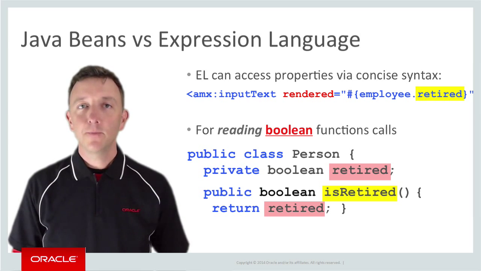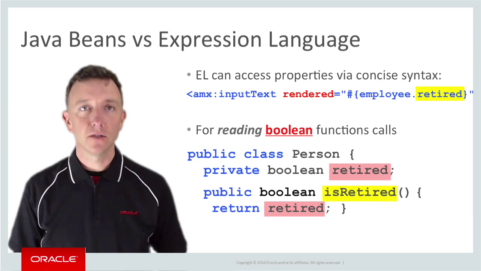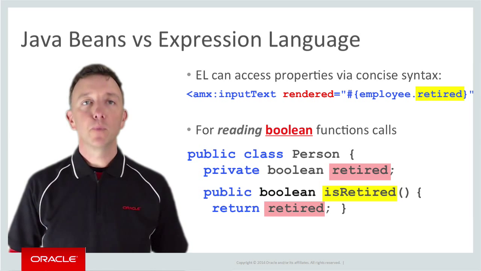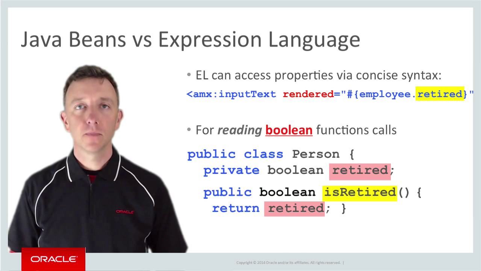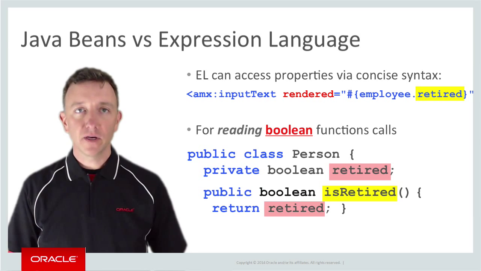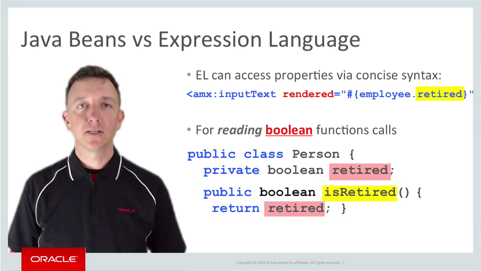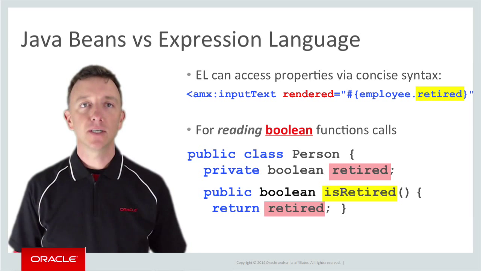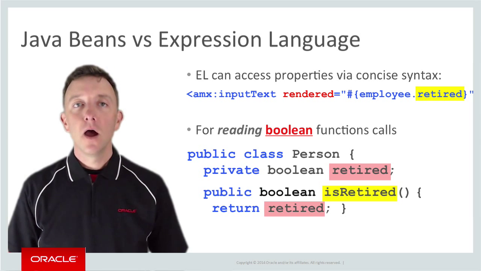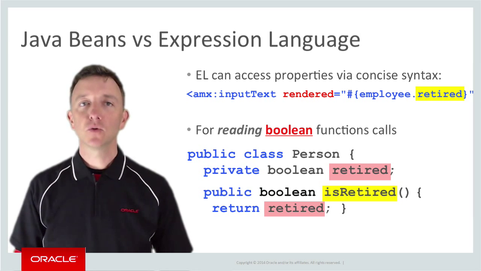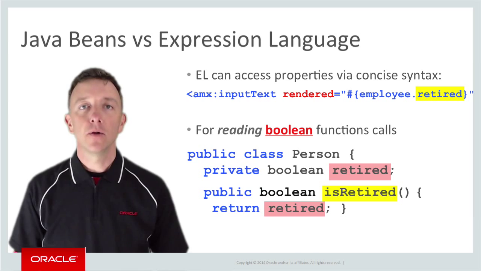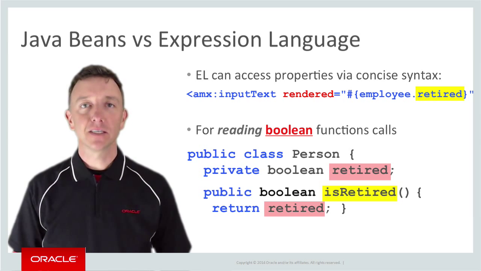Putting aside the examples where we're calling non-Boolean functions, the rules for calling Boolean functions, which return true or false obviously, is a little different. If we want to call a Boolean function and read its result, such as in this example where we have the EL expression employee.retired, rather than searching for a getter method with the prefix get, the EL engine will search for a method isRetired with an is prefix.